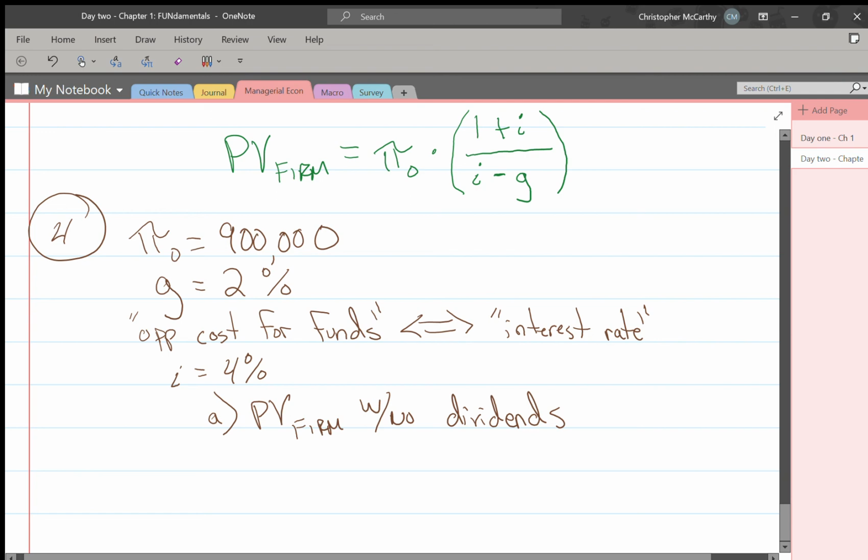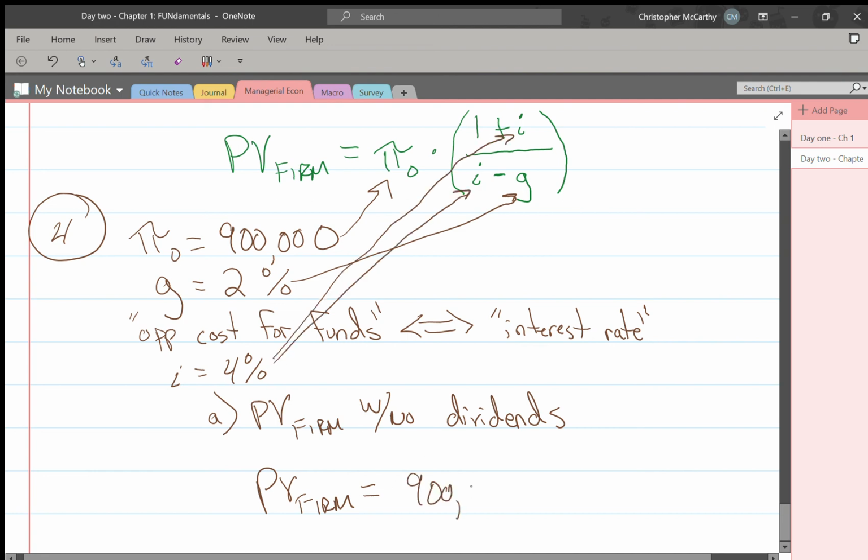So for our present value of the firm, we're literally just going to plug all these things into the formula up here. We've got the profit going right here, we've got the growth rate going right here, and we've got the interest rate going 2 different places. So we end up with 900,000 times 1 plus 0.04 over 0.04 minus 0.02.